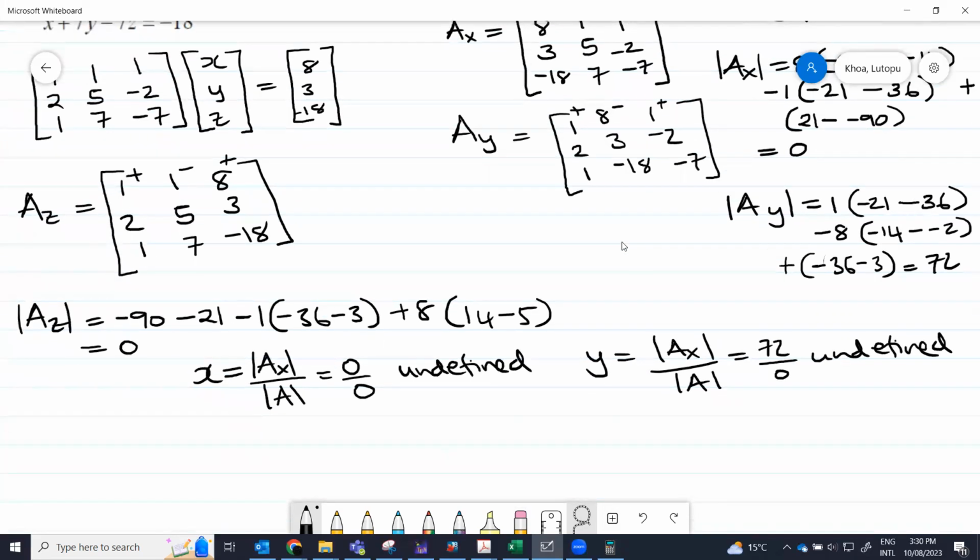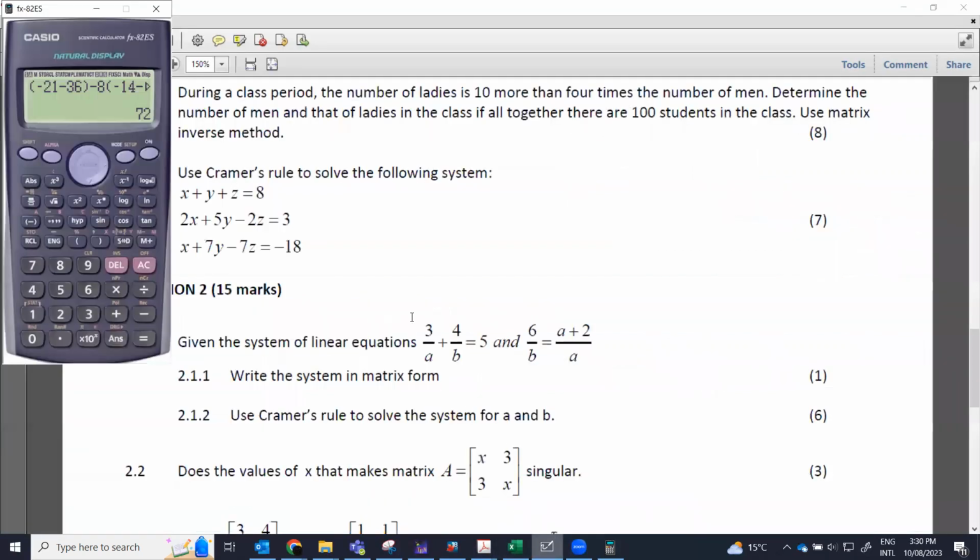As soon as I got the determinant of A as 0, I knew that there was no one solution. But I carried on to do it just to go through the whole procedure of solving it. So this is undefined. Maybe there was a mistake in the question, but that is the procedure for solving it. So this is 7 marks.